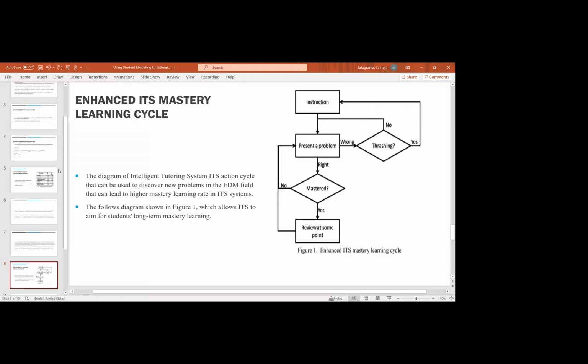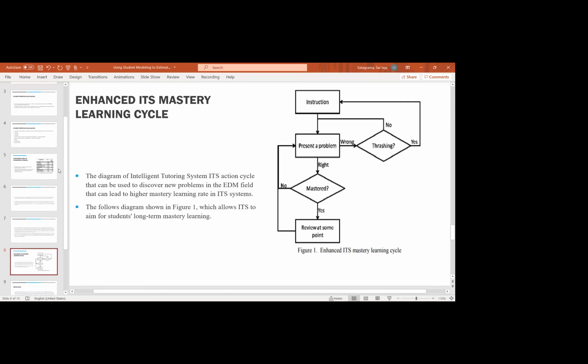And EDM provides actionable information for the intelligent tutoring system to make use of in decision making. If a student appears to have retained a skill, it is probably not necessary to keep presenting items. If a student is likely to not master a skill, then it is probably not productive to keep presenting problems.